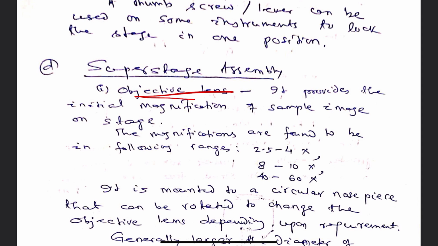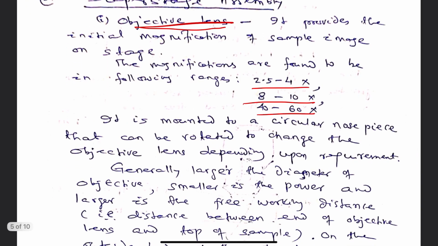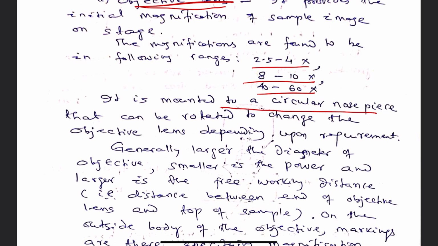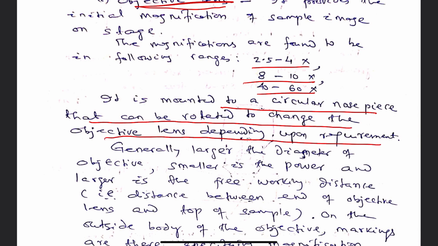So what is objective lens? It is a lens to simply magnify the image of the object, and for that it has certain power. The powers are in this range, 2.5 to 4 or 8 to 10 or 40 to 60, like this. And this is mounted to the circular nose piece that can be rotated to change the objective lens depending upon requirement.